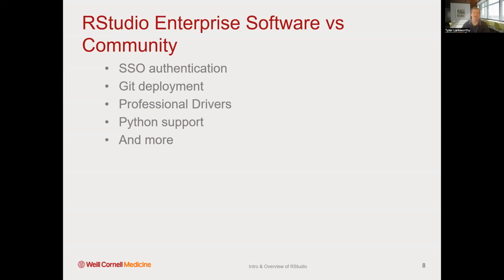And so here, like I was talking about, these are features that are specific to the enterprise edition. And as you can imagine, some of these are quite useful for us. So SSO authentication, Git deployment, being able to use professional drivers, as well as support for Python code.